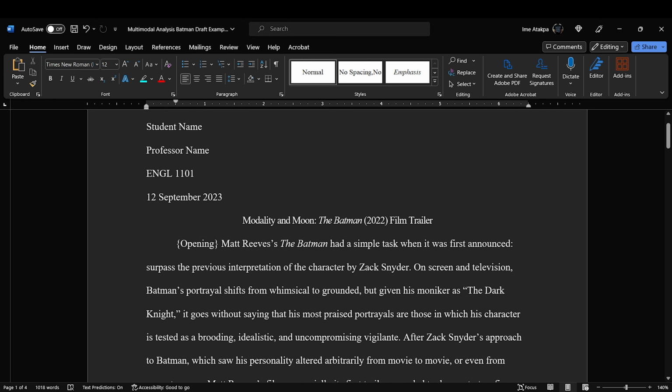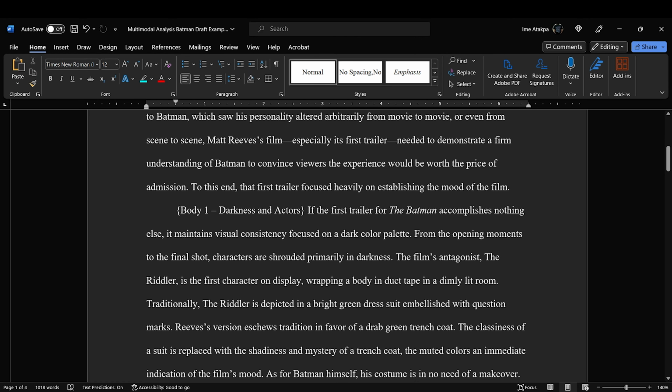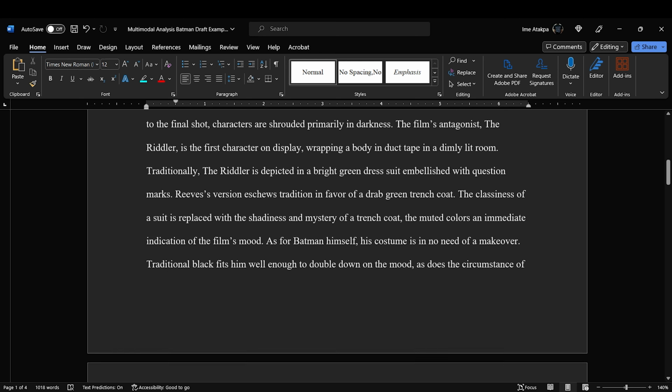Again, if you want to read the whole thing, then just go to the document and you can read it and see what happens there. You can look at the structure. Remember that you should always have a structure for rhetorical analysis that makes sense. With this, since I'm talking about mood, I first talk about how darkness and the actors and their appearance within the film adds to the mood.